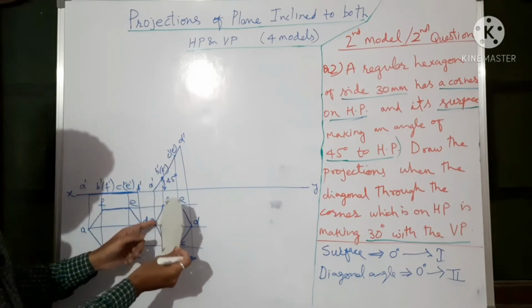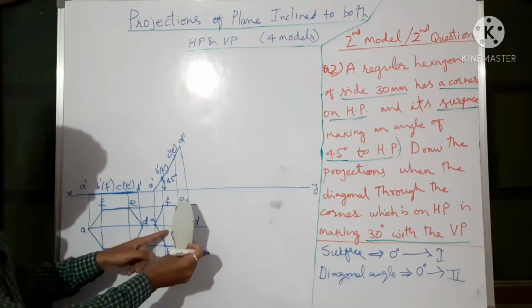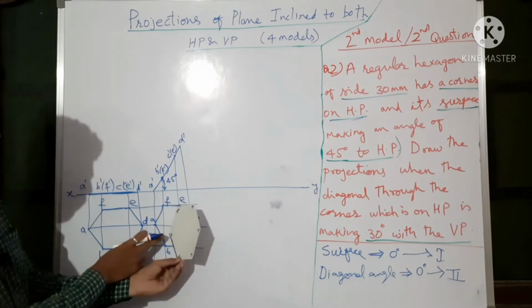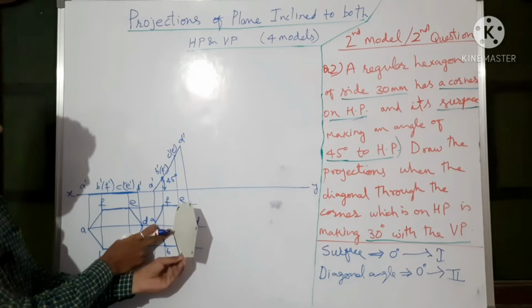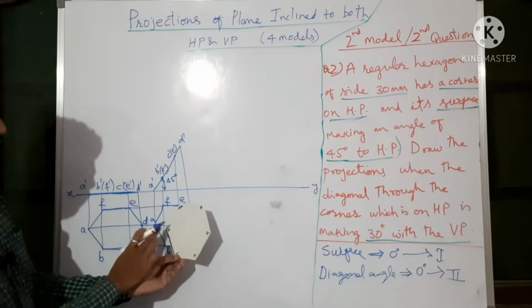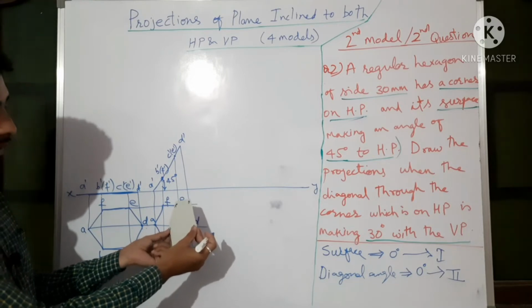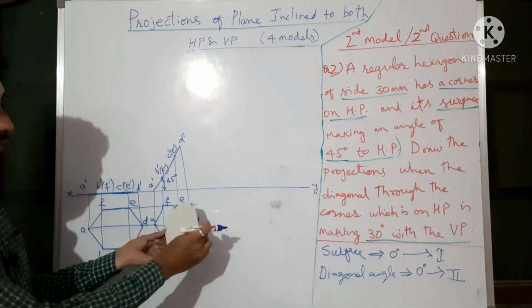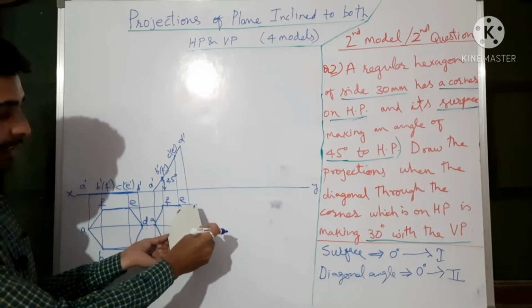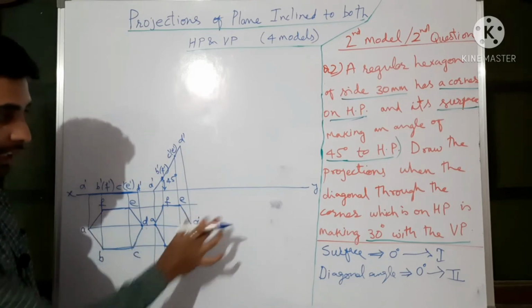So it is resting by corner A on HP like this. This is the corner, hope you are able to see. This is the corner by which it is resting. And now the diagonal comes from this corner. So the diagonal from the resting corner, this diagonal, should be at 30 degrees with respect to VP. Just rotate it at 30 degrees.